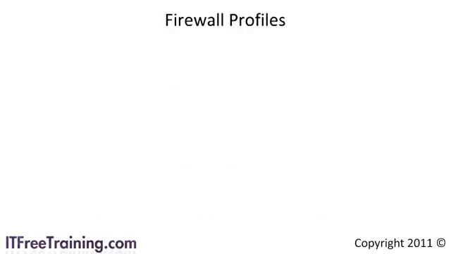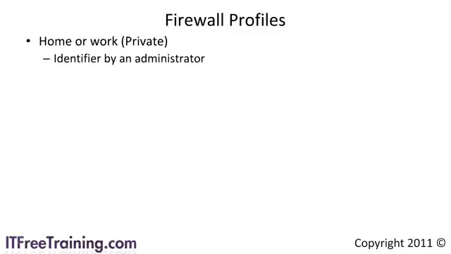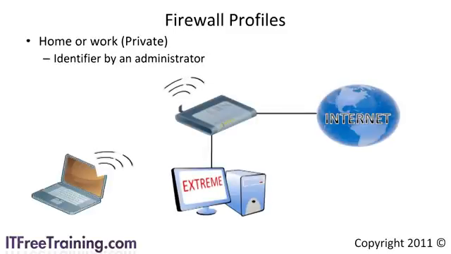The next profile is the private profile. This is generally used at home or on a small work network without domain infrastructure. This network is identified by an administrator. When the network card is first installed, Windows will prompt you to identify what type of network the adapter is connected to. This profile is generally used on small networks like this one.